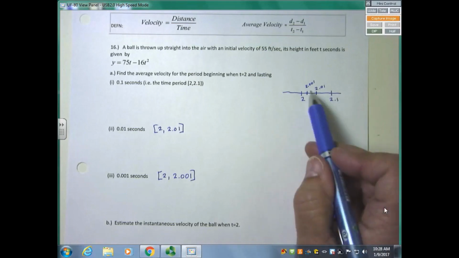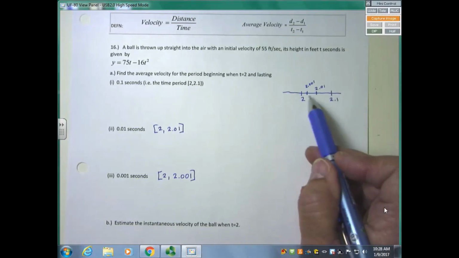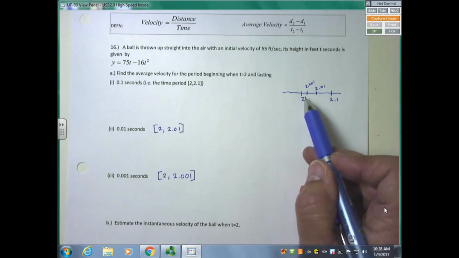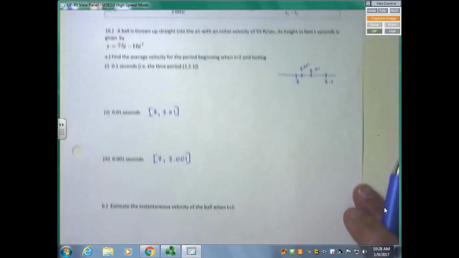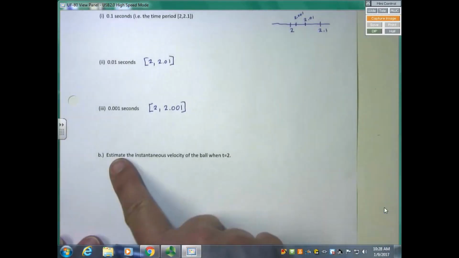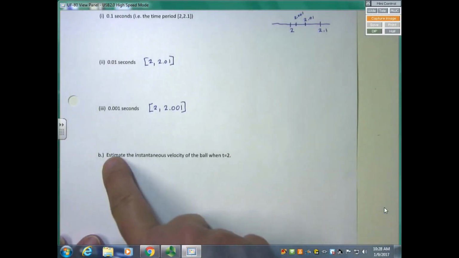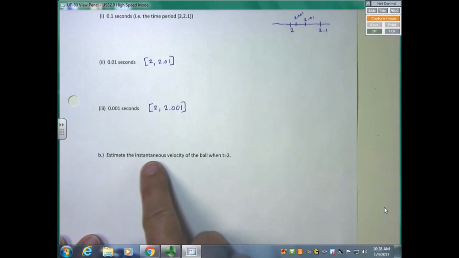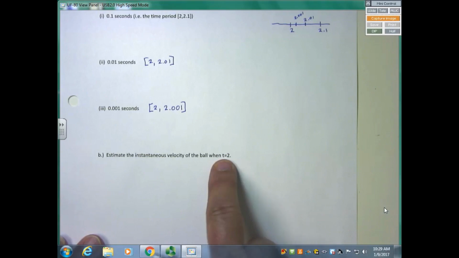So notice we are getting closer and closer to 2 from the right-hand side, right? We're approaching 2 from the right. We want to get really close to that. So the very last question, estimate, that's important, okay? What is the instantaneous velocity of the ball at 2 seconds?